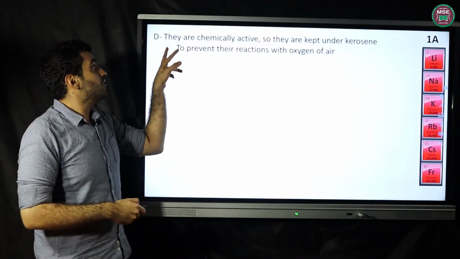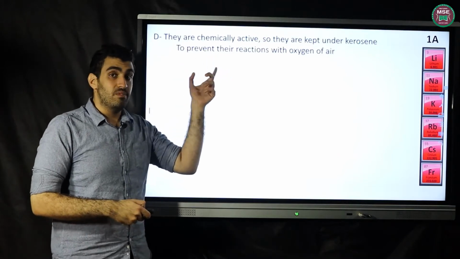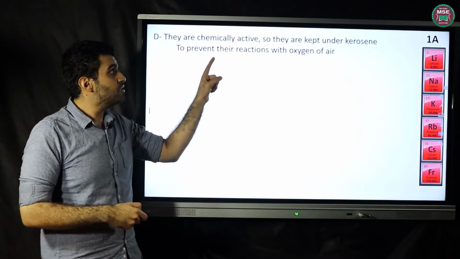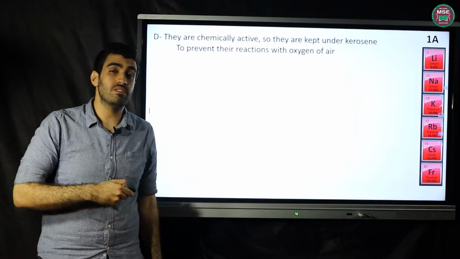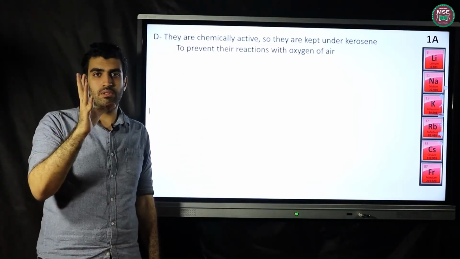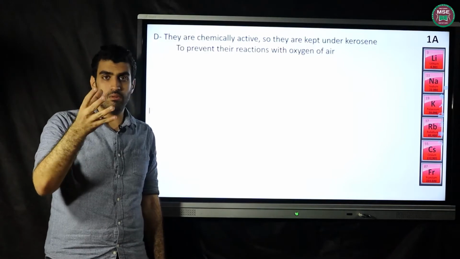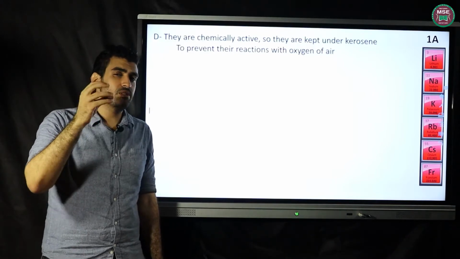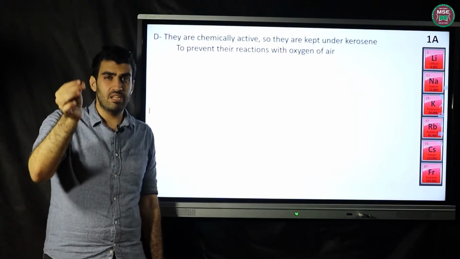Number D, they are chemically active, so they are kept under kerosene layer. What's meant by chemically active? If I have a piece of sodium, it's shiny and it looks silver in color.